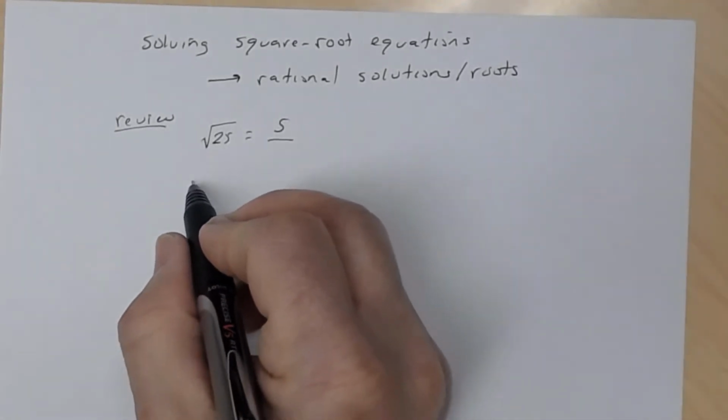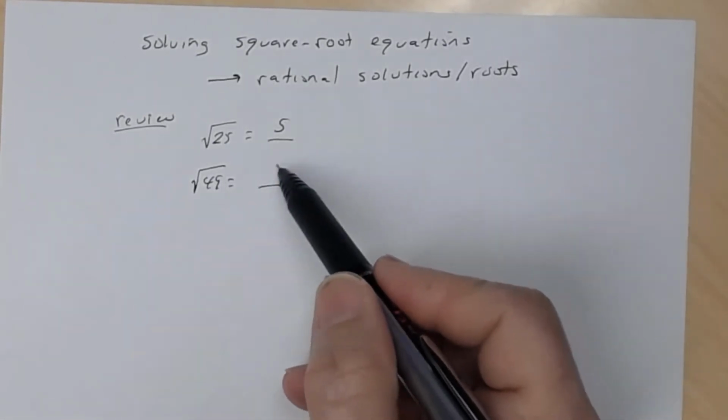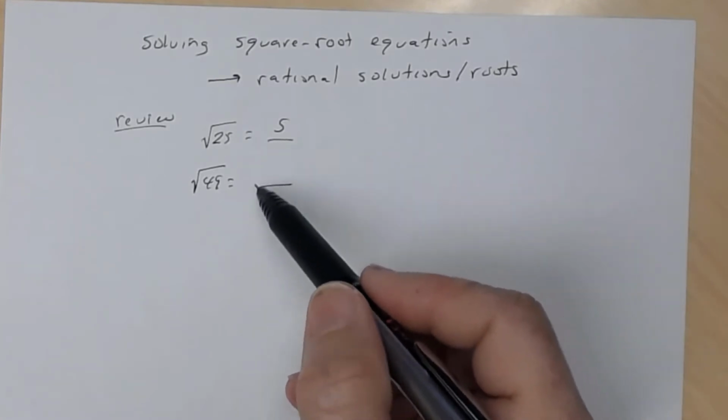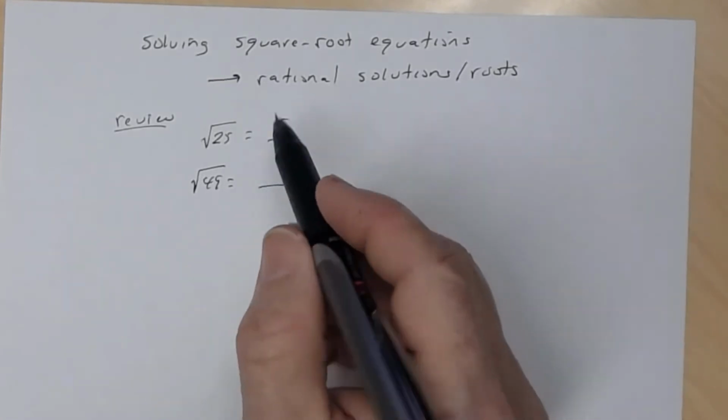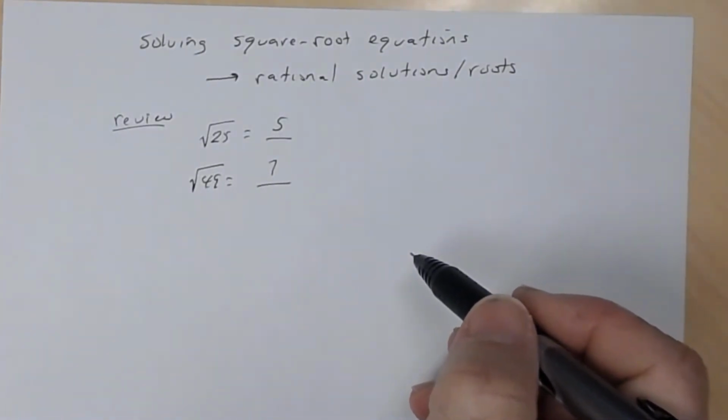Same thing for this. If you had the square root of 49, you would ask yourself, what number times itself is 49? So you'd have to say 7. So 7 times 7 is 49.